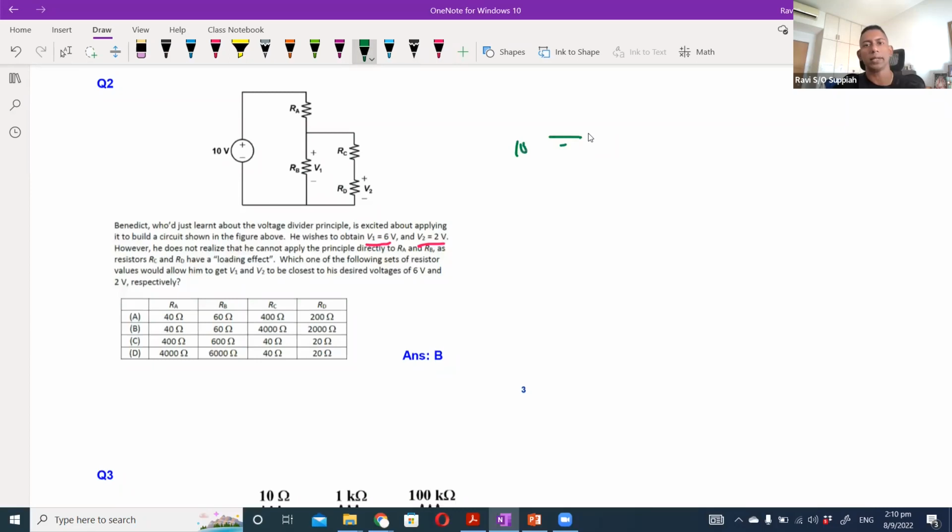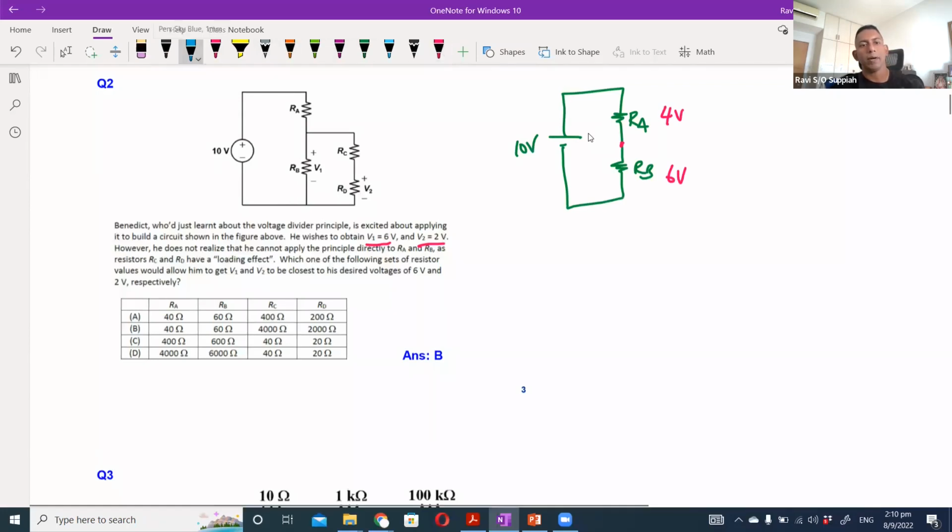So if I were to redraw this circuit and say that this is RA and this is RB, and what I want here is 6 volts. If I have 6 volts here, that means there will be 4 volts here. Correct? And if I look at this combination of RA and RB, all the values will work. So if I have 40 and 60 is also fine. If I have 400 and 600 is also fine. That is if the circuit was only RA and RB.